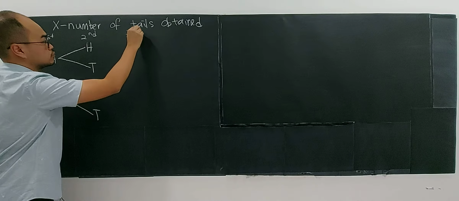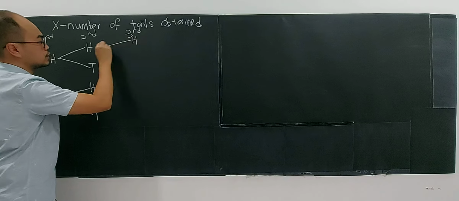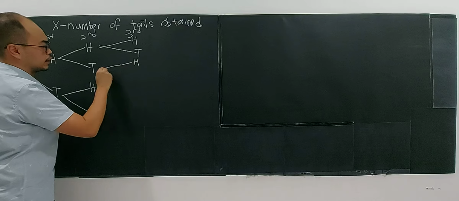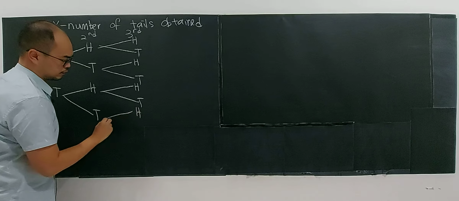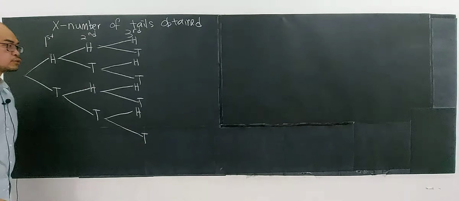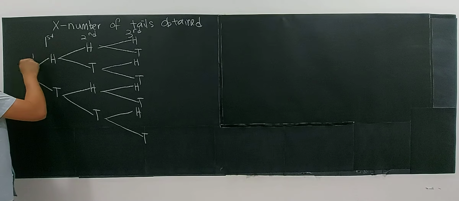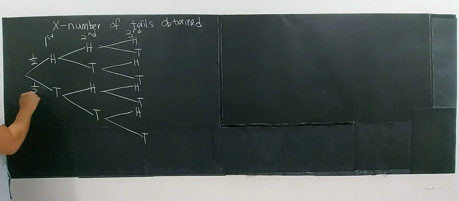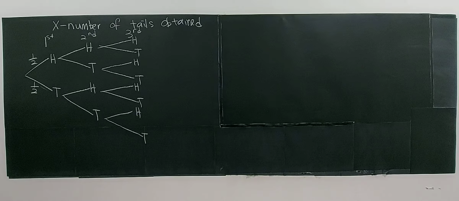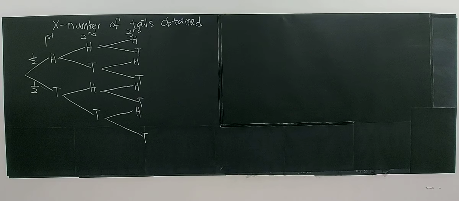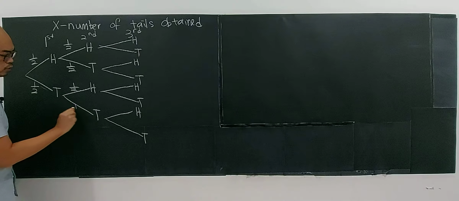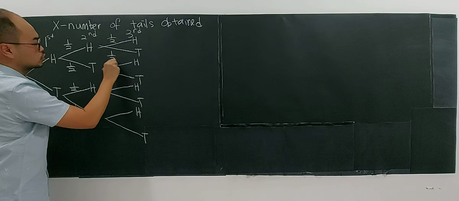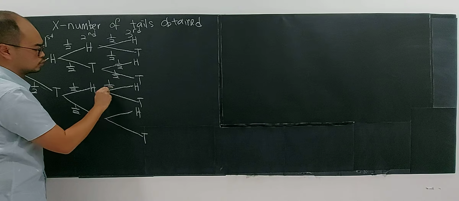The next coin you get head or tail is independent from the first toss. Then for the third, you get head or tail, also independent. So let's show that this is a discrete random variable. Very simple. To get a head or tail, the probability is 1 over 2. All the values on the branches will be 1 over 2.